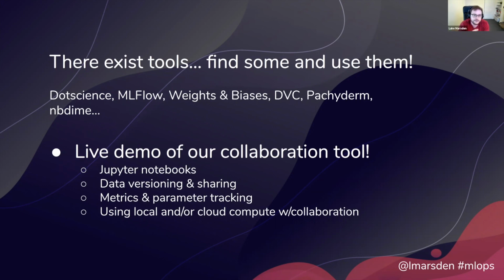MLflow is quite strong in the experiment tracking space. Weights and biases is very strong in comparing the relationships between metrics and hyperparameters. DVC is a promising project for data version control, as is a project called Pachyderm. For diffing and merging Jupyter notebooks, there's an open source project called NBDime. In fact, many of these projects are open source. What we've tried to do with dot science is bring these capabilities into a single tool.